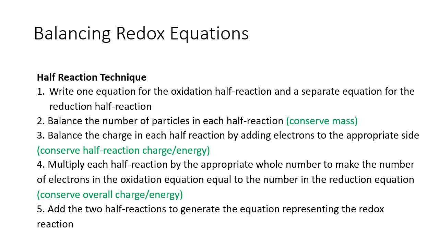Step 4, you multiply each half reaction by the appropriate whole number to make the number of electrons in oxidation equal to the number of electrons in the reduction equation. Again, I call this conserving energy, but it's for the overall. And 5, you add the two half reactions together to generate the equation representing the redox reaction.